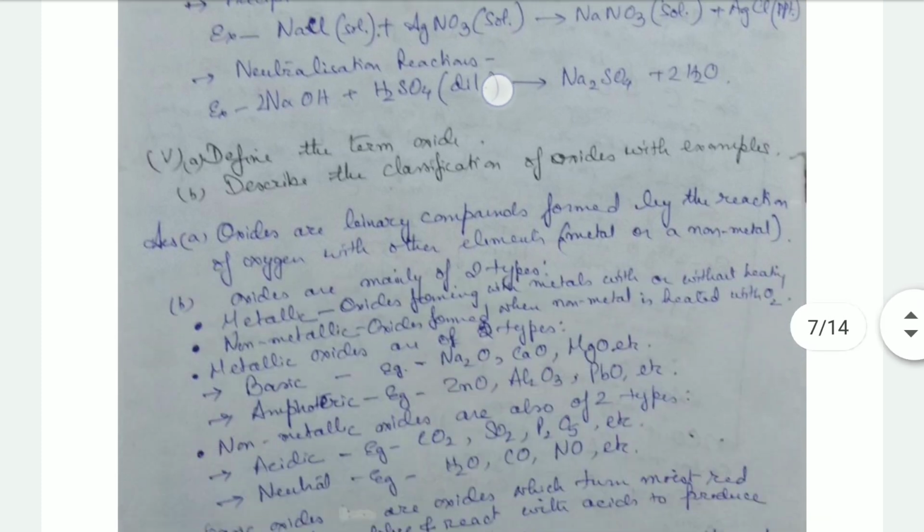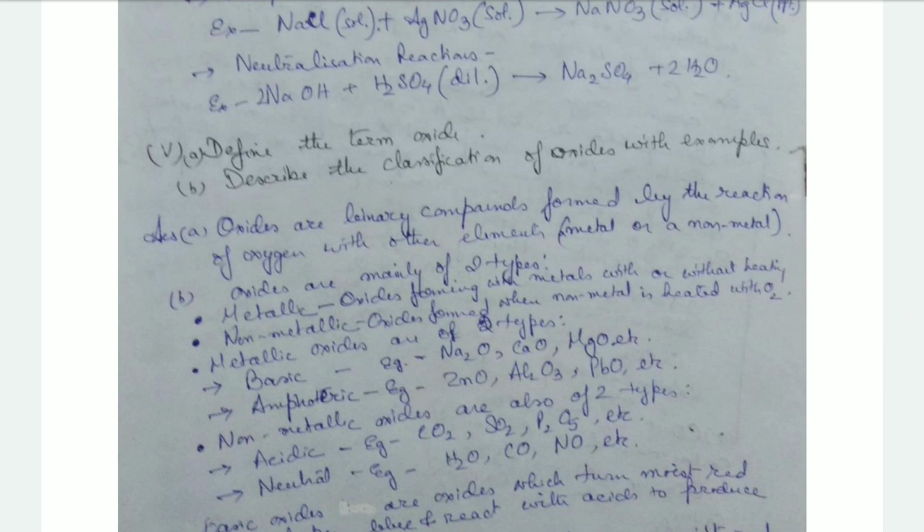Okay, now define the term oxide. Oxides are binary compounds which are formed by the reaction of oxygen with other elements, which may be metal or non-metal. Okay, that is an oxide, a binary compound which is formed when a metal or non-metal reacts with oxygen.